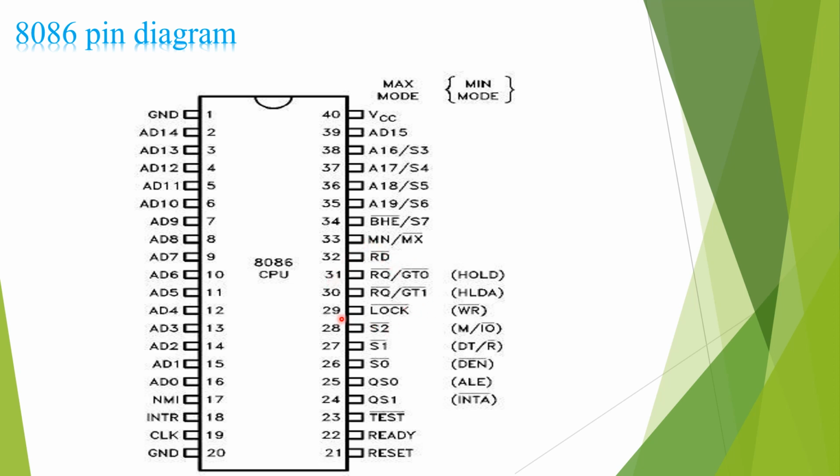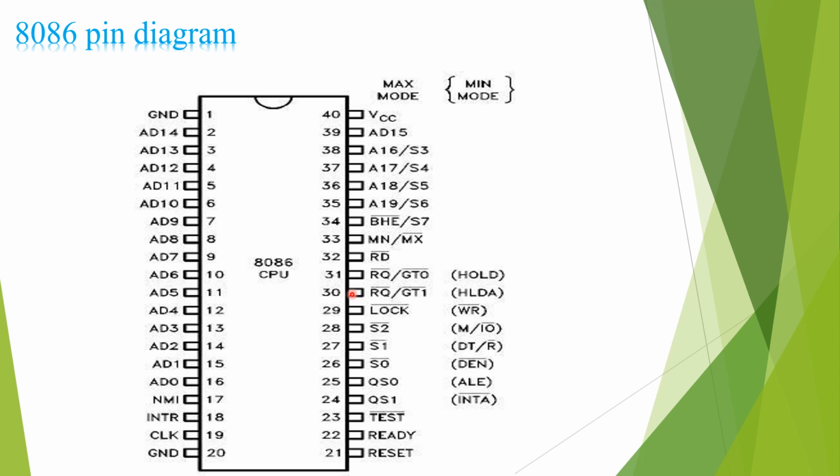Here it stands for write signal, and it is available at pin number 29. It is used to write the data into a memory. WR is used to write data into a memory. After that, HLDA, pin number 30. It stands for hold acknowledgement signal. This signal acknowledges the hold signal.